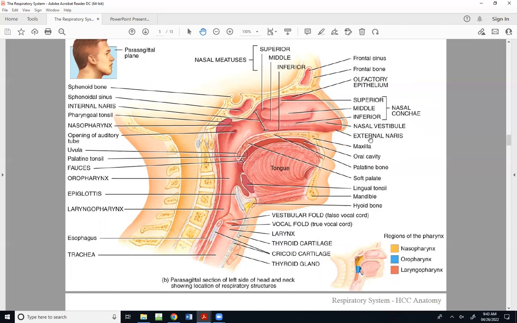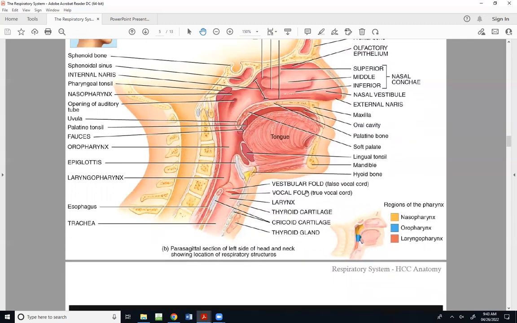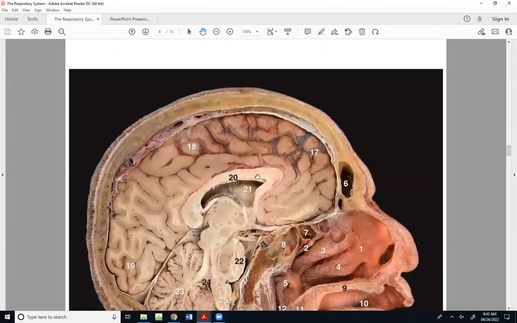External nares, remember that's just a fancy term for our nostril, the opening into your nose, whereas the internal nares is the opening from the nose into the throat. Highlight the oral cavity, the soft palate, the lingual tonsil, and then just the larynx. We're going to talk about a lot of these other parts, like the folds and the cartilages. We've already talked about the gland. That's not really relevant to what we're talking about here, but you can see it nonetheless. Just the larynx is what you need to highlight, and we're going to talk about that here in just a second.